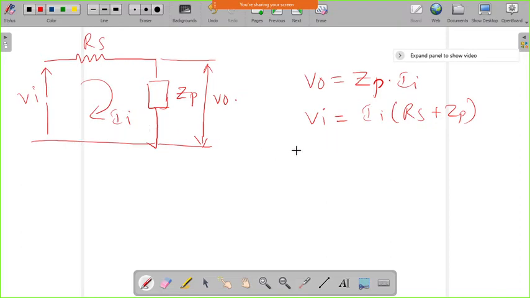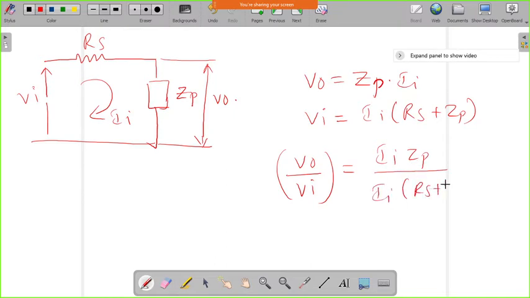Now if I take the ratio of V naught by VI, that is the gain we get. It is II into ZP divided by II into (RS plus ZP). So this gives ZP by (RS plus ZP). That is the gain of the circuit, V naught by VI.